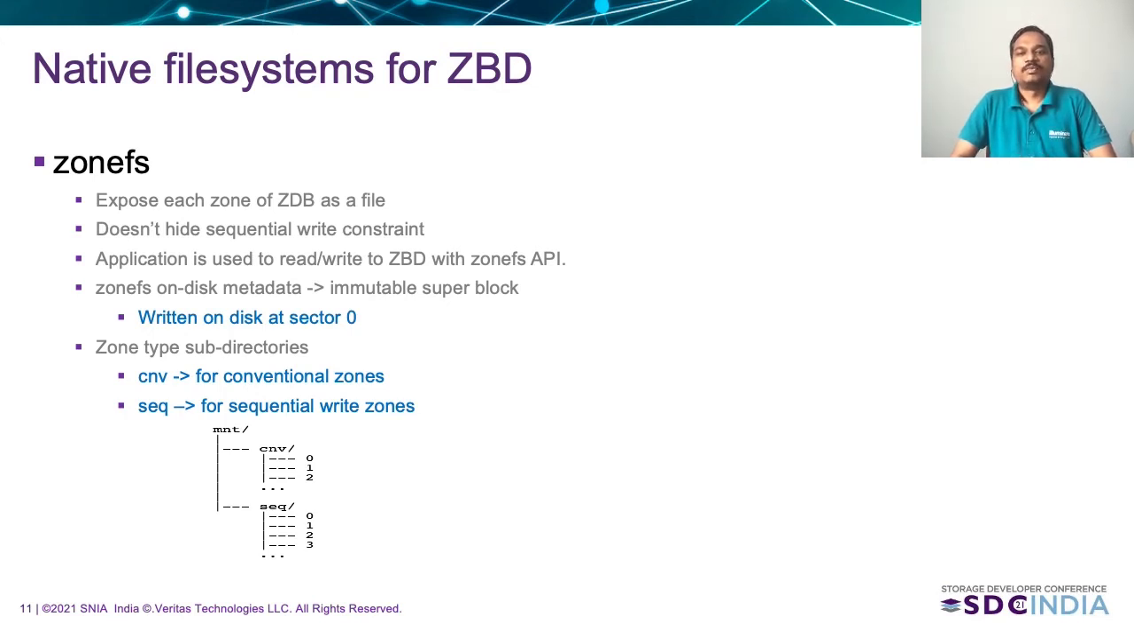When we mount zonefs on the mount point, we get a default directory structure. We get two directories as shown in the figure: one is CNV for conventional zones and another is SEQ directory for sequential zones. These directories contain several files which map to each zone on the zone block device. File 0 represents zone 0. We cannot rename this file. This is the default structure provided by zonefs. That's all about zonefs. Let's move on to the next slide.